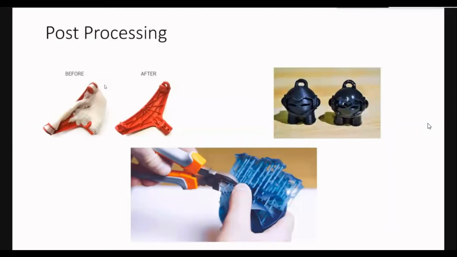Post-processing, as we already discussed, is mainly for removing supports, but sometimes we also give the model a fine, smooth structure. On the right-hand corner we can see the difference between before and after. There is a helmet in black color. Everyone can see that this material is ABS, and when we do post-processing on ABS, it converts into a shiny surface.